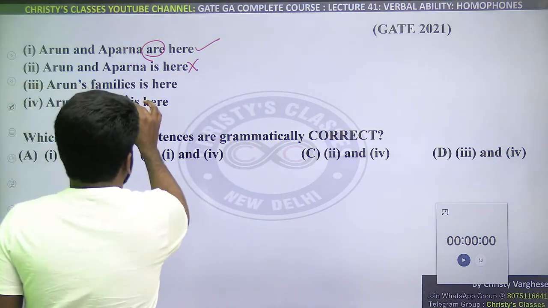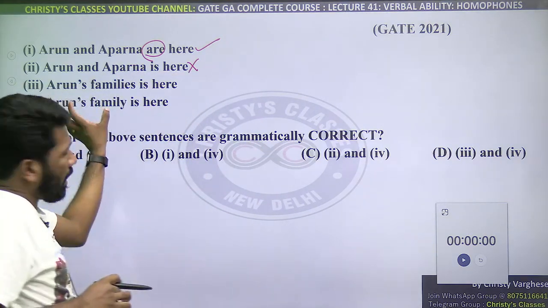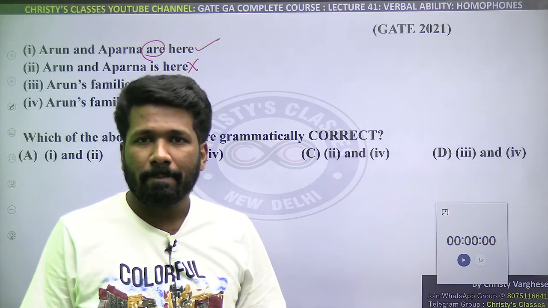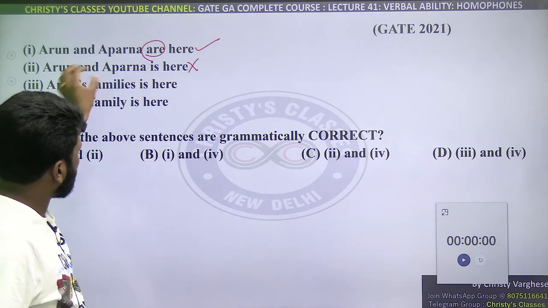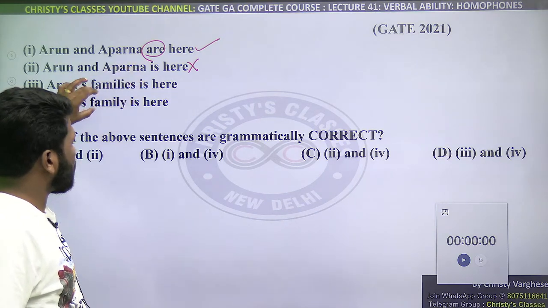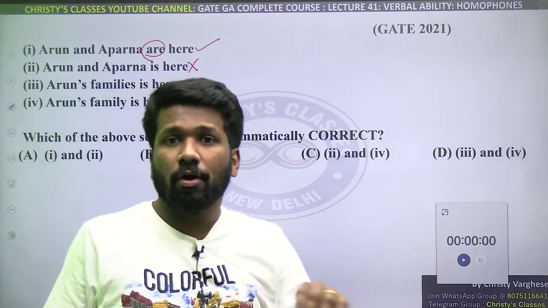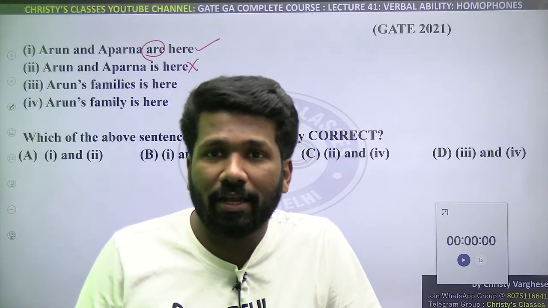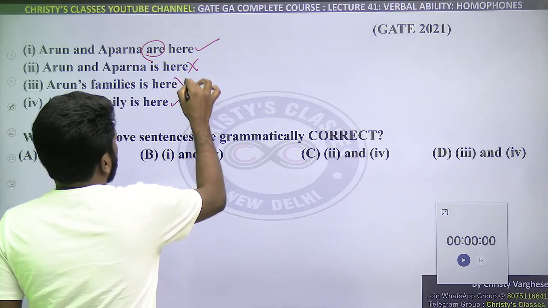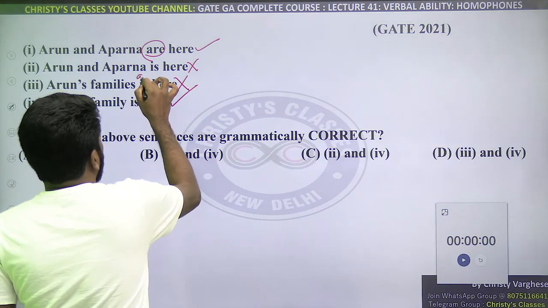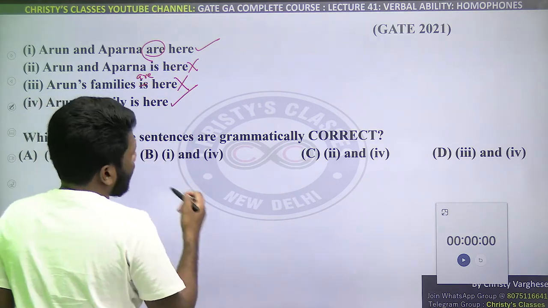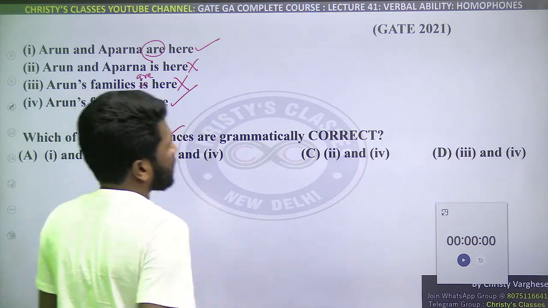Second one, Arun's family is here. Family, that is a group. That is a single group. Are you getting it? So both are is. So we have to adjust the noun here, the subject here. The verb is already singular, so the subject should be singular. Between family or families, which is singular? Family, right? So that is why Arun's family is here is the correct one. Families is here is wrong. If families, then are should be there, but it is mentioned is, that is why that is wrong. So 1 and 4 are correct. That is why option B is the answer.